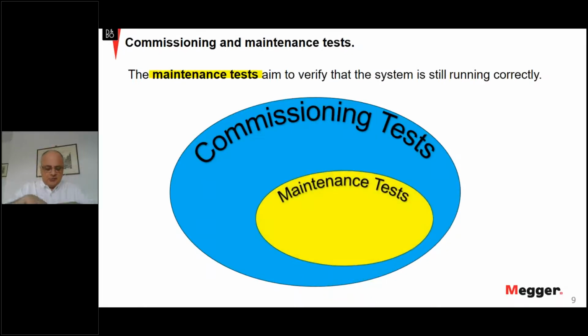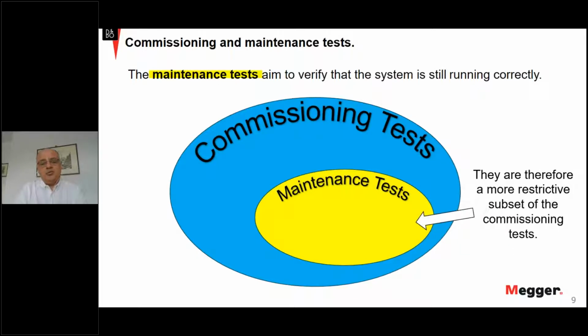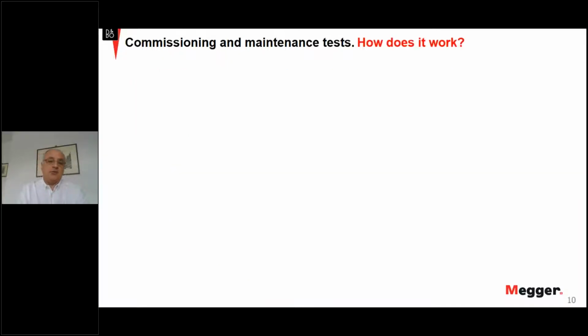And out of this number of tests that we do for commissioning, then we have a subset that we use to verify that the system is still working. So that is a maintenance. In Latin, maintenance also actually means make sure that the system still is maintained, continues to work. So they are a subset of the commissioning test in principle.